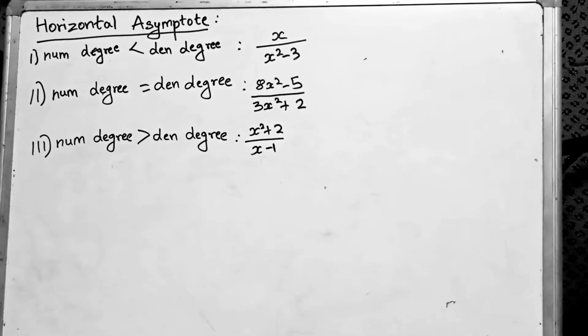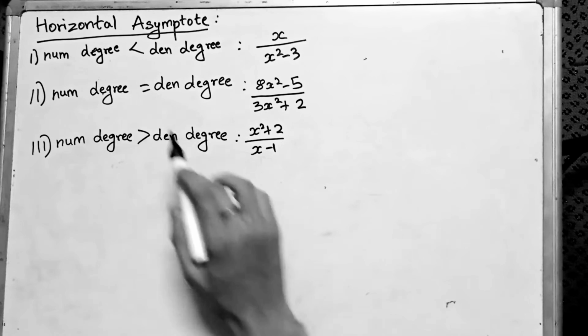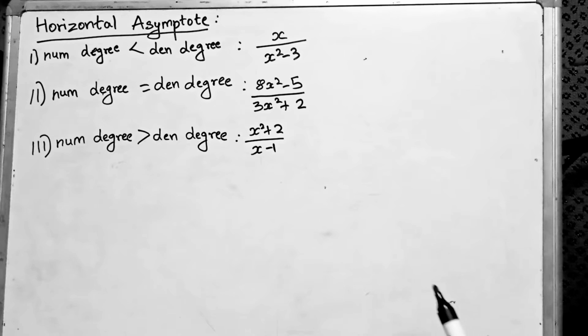Okay, so let's talk about horizontal asymptote. As always, let's define what an asymptote is. An asymptote is an imaginary line that our graph approaches but never actually touches. Since we now know how to find the vertical asymptote without plotting any function, now we're going to learn how to find the horizontal asymptote without drawing any graph.